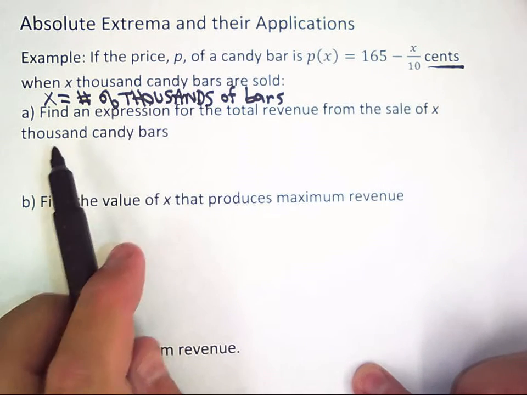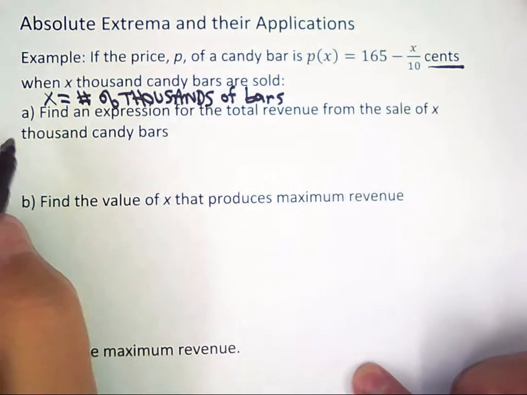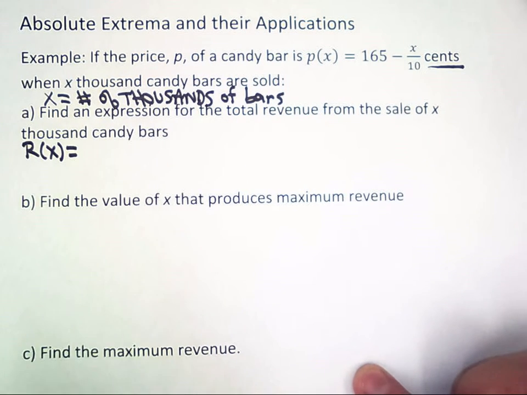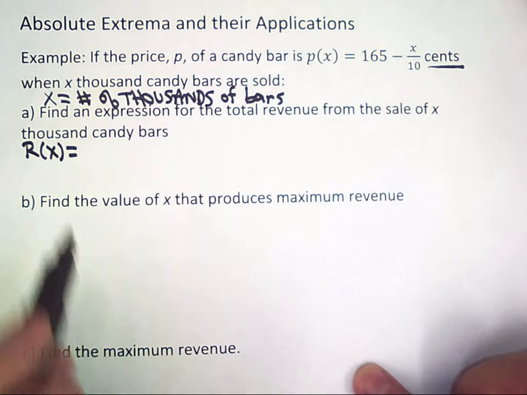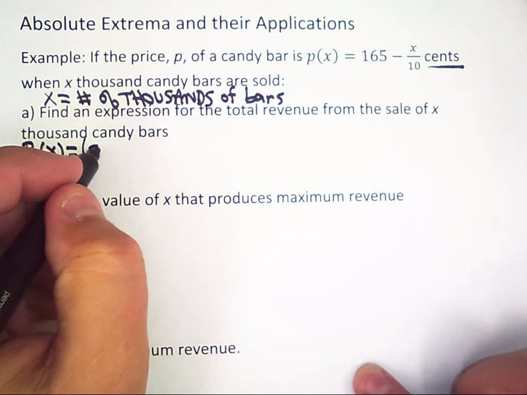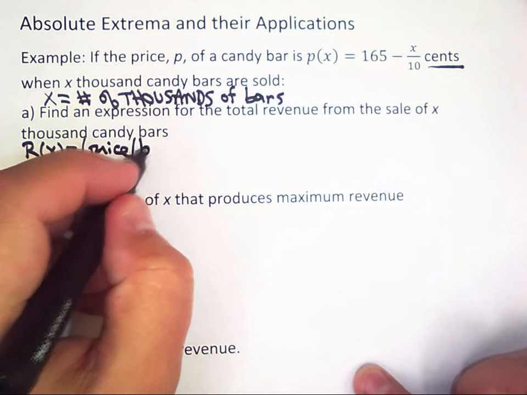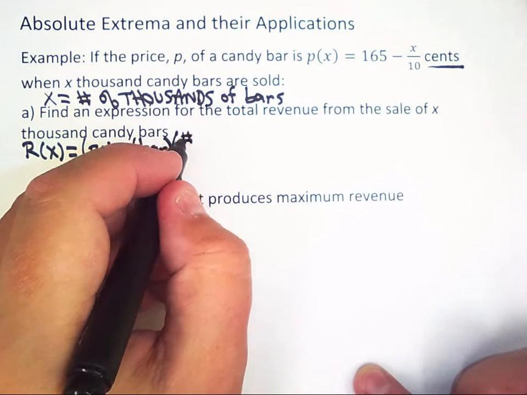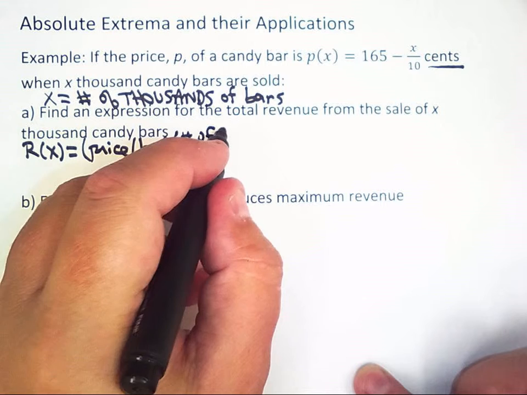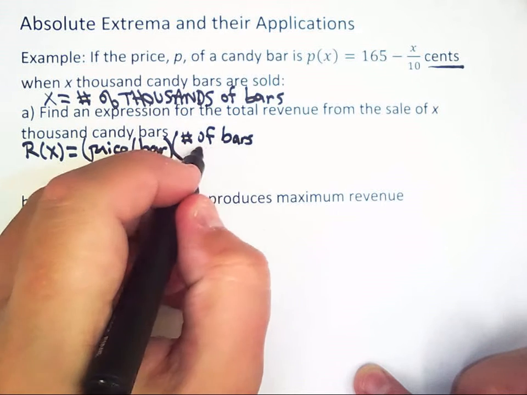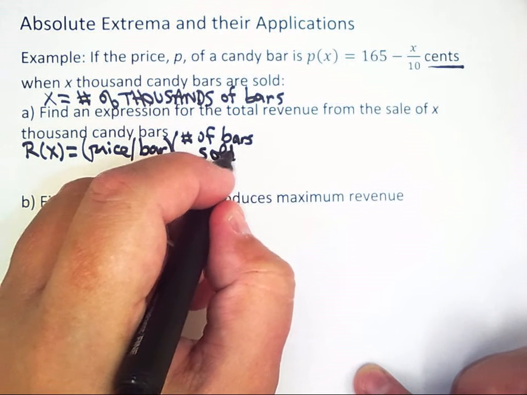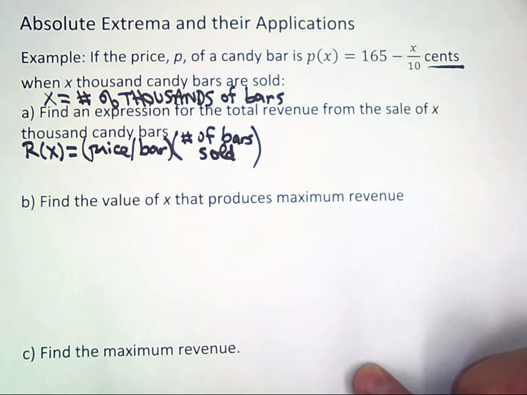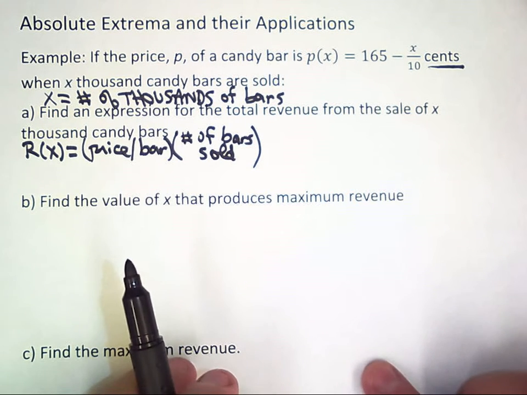They ask us to find the total revenue. Well, you've worked with revenue enough already, I hope, that you know the total revenue function is the price per unit. In this case, we're selling candy bars, so it's the price per candy bar times the number of candy bars sold. So revenue is always price times quantity.